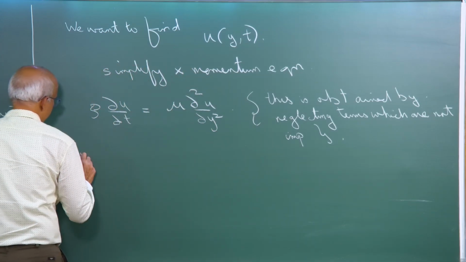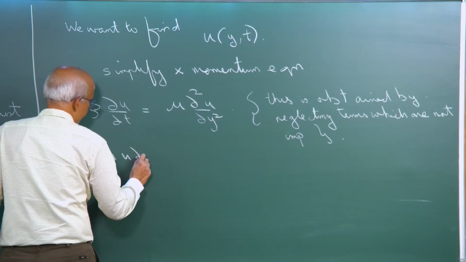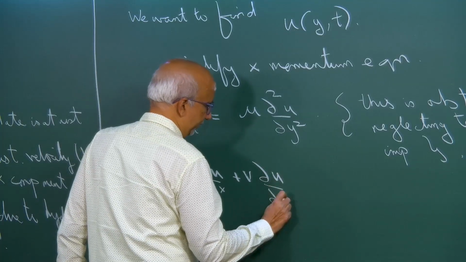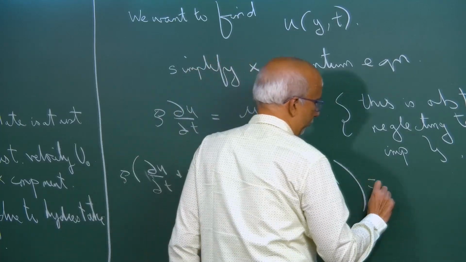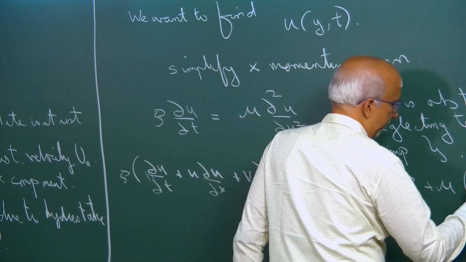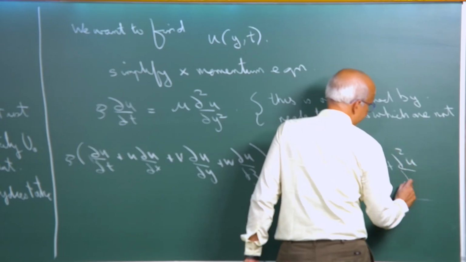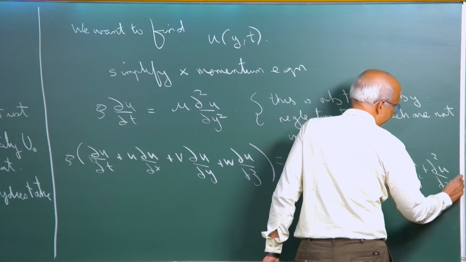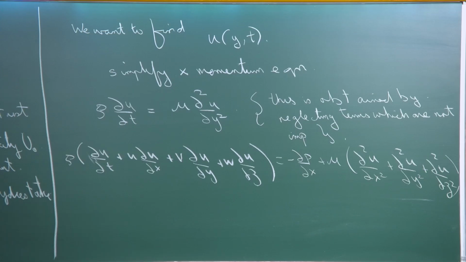Rho times dou u by dou t plus u du by dx plus v du by dy plus w du by dz equals minus dp by dx plus mu d square u by dx squared plus d square u by dy squared plus d square u by dz squared. Okay, that is your x momentum equation.